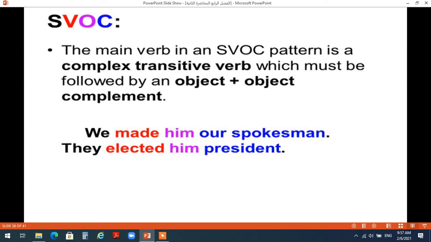They are followed by an object اللي هو him في كلا الجملتين. ثم لدينا our spokesman and president. These are treated as object complements because they refer to the object and they describe this object and they give some additional information about this object.